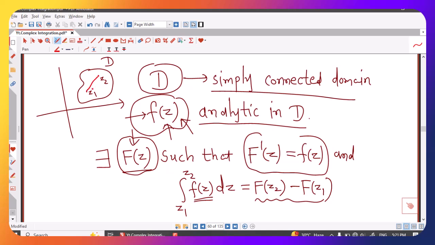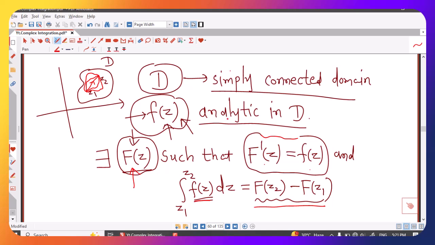So it becomes independent of path. I can have an infinite number of paths joining z1 and z2, and all those paths must be inside this simply connected domain. So if f(z) is analytic in a simply connected domain, then there exists an analytic function capital F(z) such that the derivative of capital F(z) is small f(z), and the integral of f(z) along any path from z1 to z2 is given by F(z2) minus F(z1), and this is a very nice result.